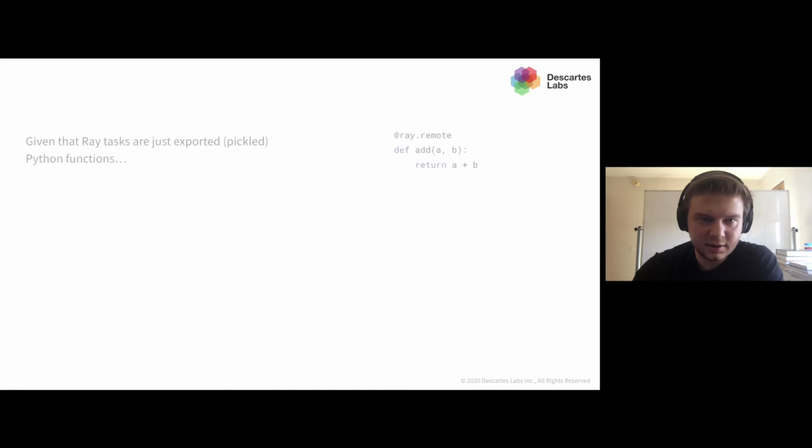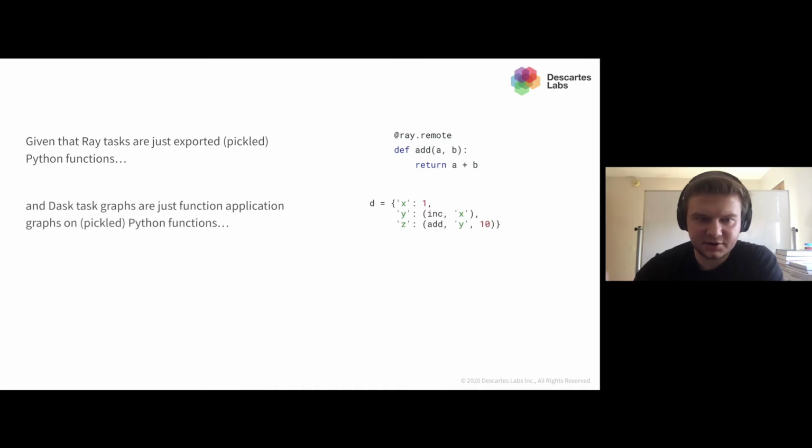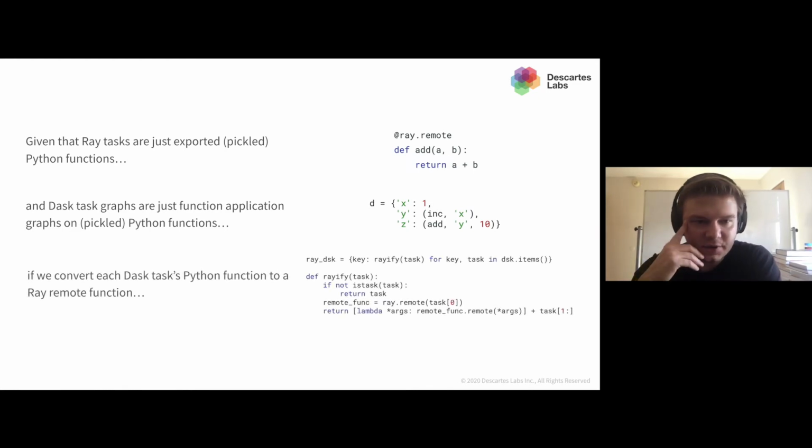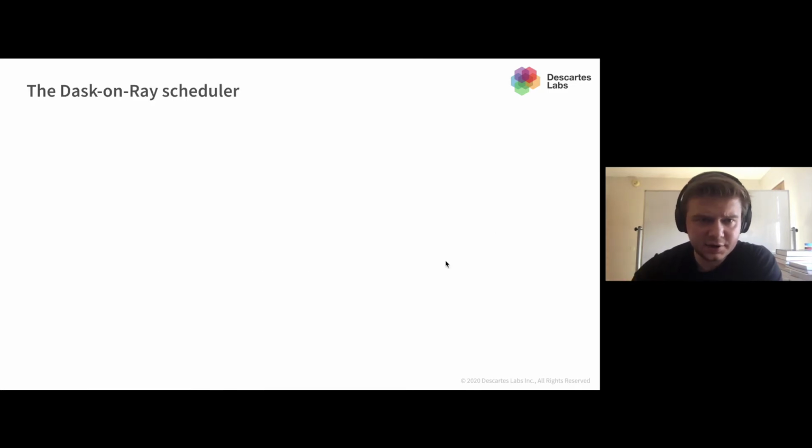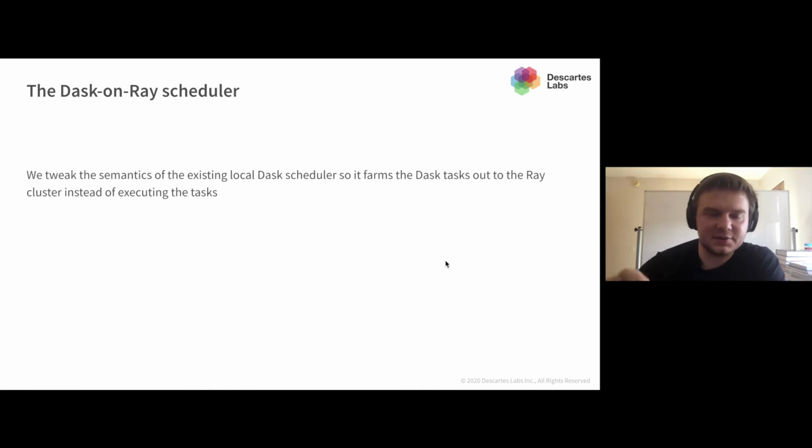Let's try it out. Given that Ray tasks are just pickled Python functions, and given that Dask task graphs are just function application graphs containing Python functions in memory, and when the tasks are distributed, those Python functions are pickled. If we just convert each Dask task's Python function to a ray.remote function, if we just Rayify it, we can execute any Dask graph on Ray. Very simple. So the Dask-on-Ray scheduler is essentially this with some optimizations and extensions.